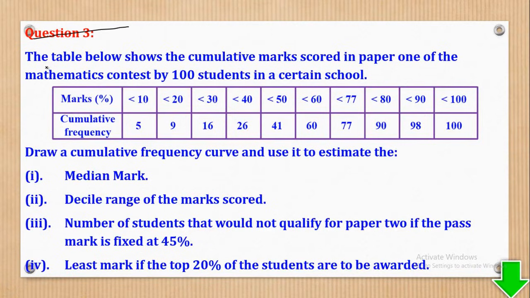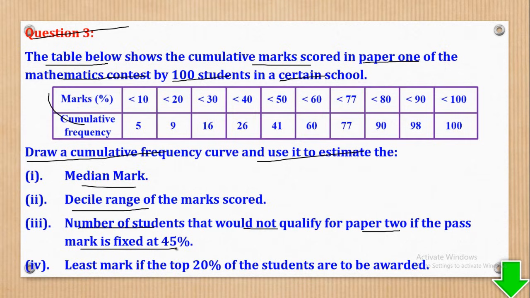Question 3 says the table below shows the cumulative marks scored in paper 1 of the mathematics contest by 100 students in a certain school, as shown here. Draw a cumulative frequency curve and use it to estimate the median mark, the decile range, and the number of students that would not qualify for paper 2 if the pass mark is fixed at 45%. Then Roman 4, the least mark if the top 20% of the students are to be awarded. So these last two Romans need some little English, but we shall see how to do them.